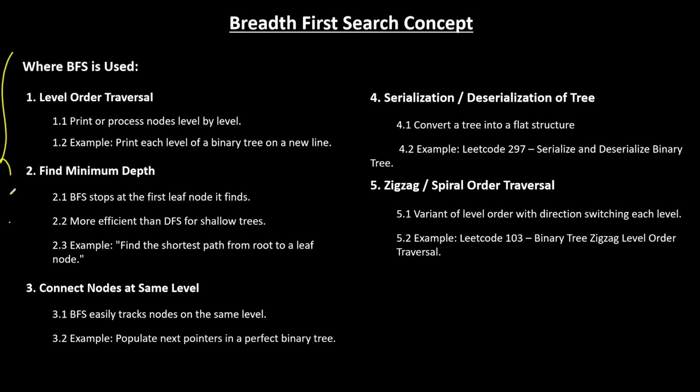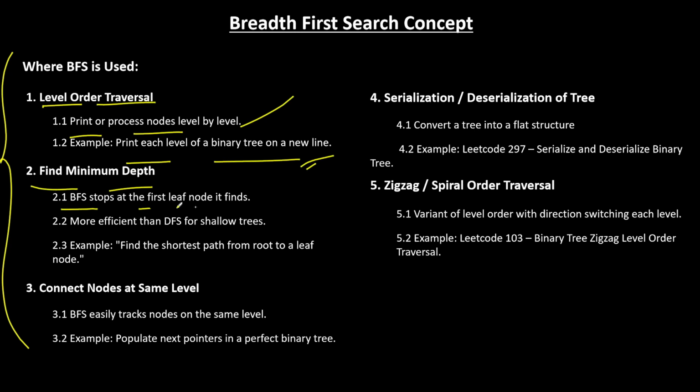Now, where do we use BFS? When you want to do level order traversal, when you want to print or process nodes level by level. Example, print each level of a binary tree on a new line. Okay. When you want to find the minimum depth, BFS stops at the first leaf node, fine, correct? It is more efficient than DFS for shallow trees. Find the shortest path from root to leaf node, right? These are the ways where we can use BFS.